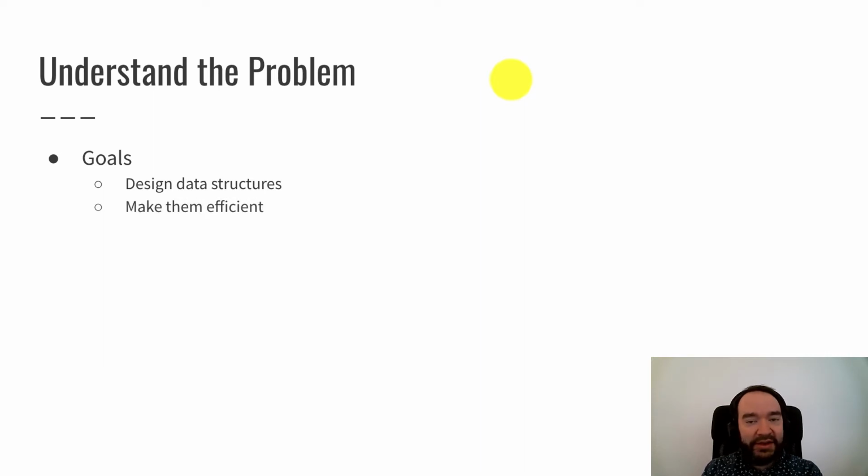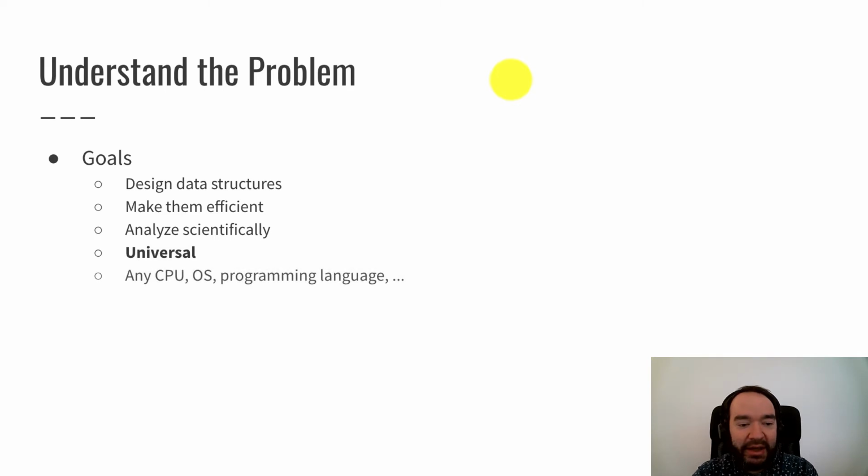We want to make them efficient. That's one of the major goals: not just to create a data structure that organizes information, but to make it fast or otherwise efficient. And we analyze this in a scientific way. We don't just sort of shout things, but instead we have data and evidence that we use to inform our decisions.